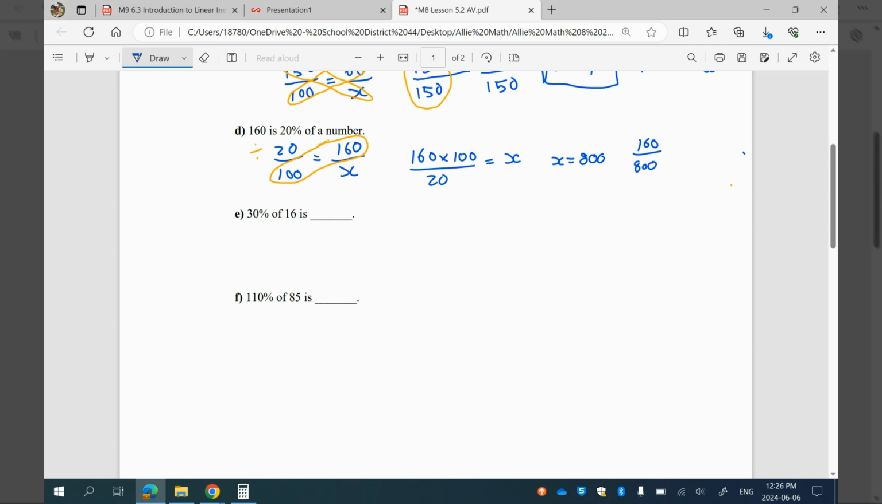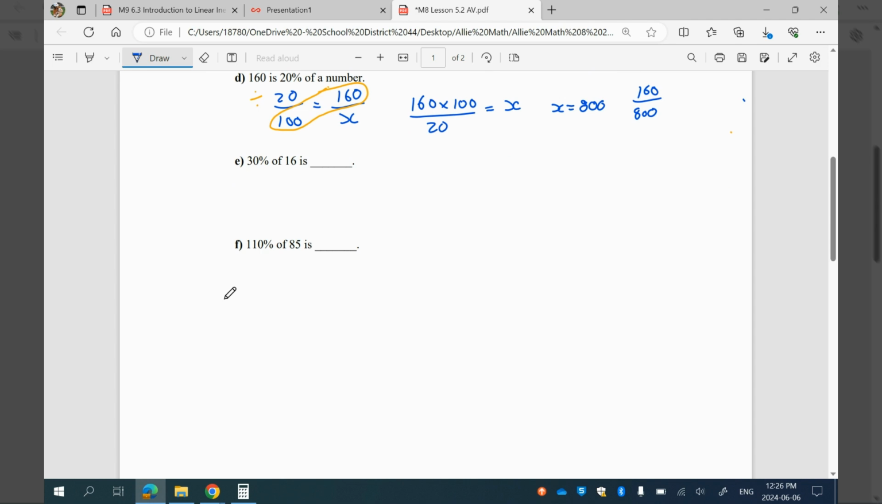So now let's try these ones. And this one you're welcome to use the same method. But what I like to do when we're finding this, you can remember that of often means times. And if we're looking for 30% of 16, what we can do here is just think about converting 30 to a decimal. So 30% divided by 100 is going to give us 30% as a decimal, 0.30. And then we can multiply that by 16 and we will get our answer for that one.